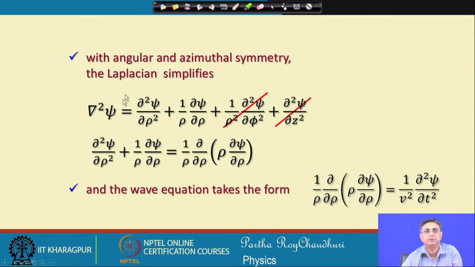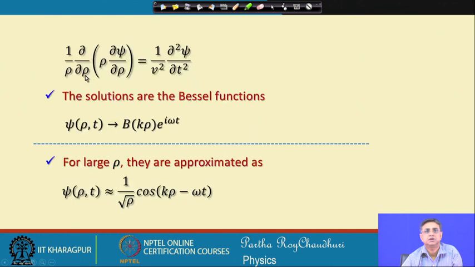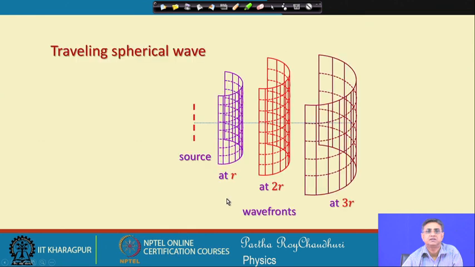The solutions of this equation are well known Bessel functions and can be represented by this, where this Bessel function has the argument of this propagation constant and the radial coordinate rho, times e to the power of i omega t. For large distances rho, these cylindrical waves are approximated as psi of rho, t equal to this. So, 1 upon under root of rho, this is again very consistent.